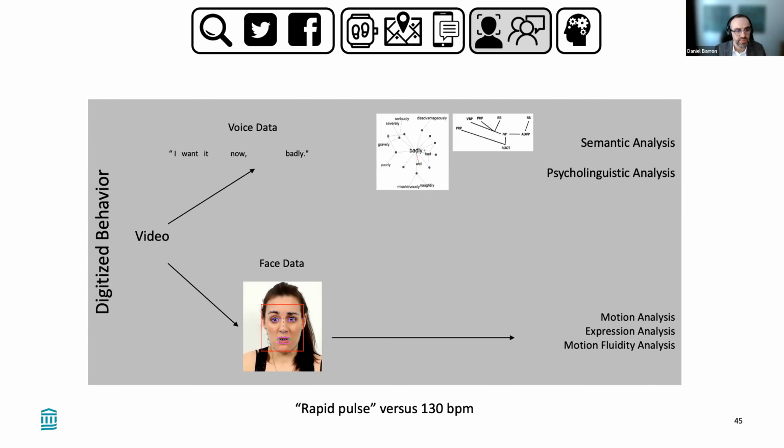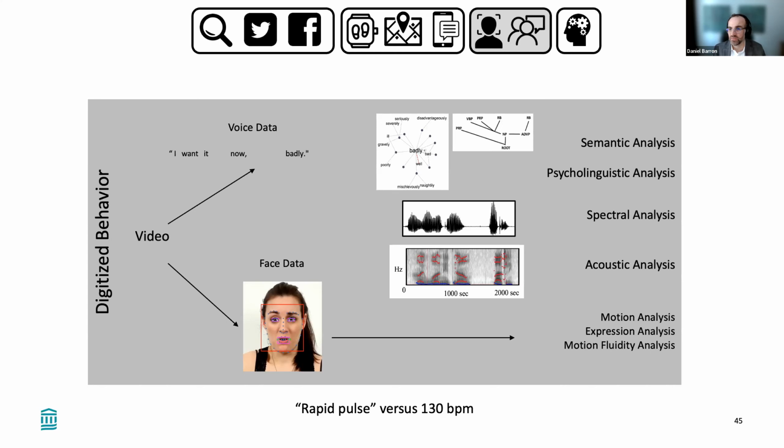In terms of voice, so what you hear and what someone says, you can transcribe the content of the speech and then begin to understand what someone is saying based on how well their ideas flow one to another, types of words they're using, whether the words are more positive or negative, right? So semantic analyses, and then psycholinguistic analyses. And then you can also analyze how someone is saying something.